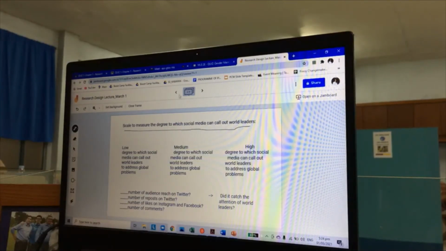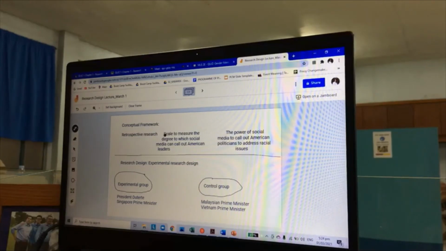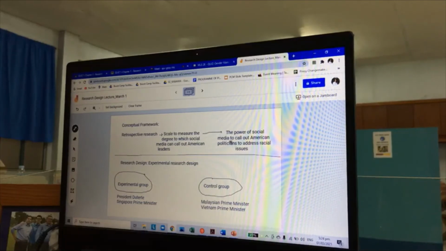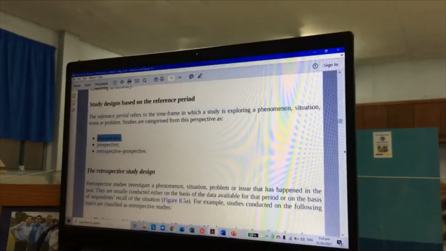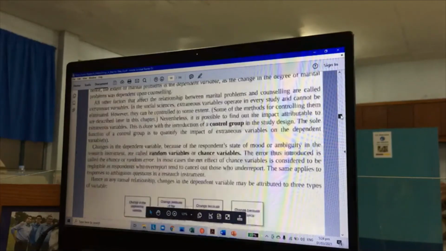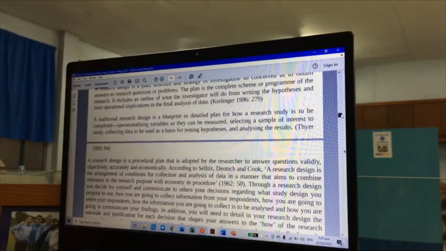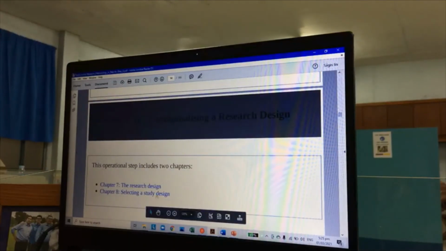So in that class, we are then going to be able to create that scale, and the flow will be in that manner, no? So retrospective research to scale to determine the power of social media, and then we can also make the conclusion. So in that sense, looking back to the research design, there are many types of research designs. Let's just start with, maybe we'll just discuss the types of research designs, class, now, selecting a study design.